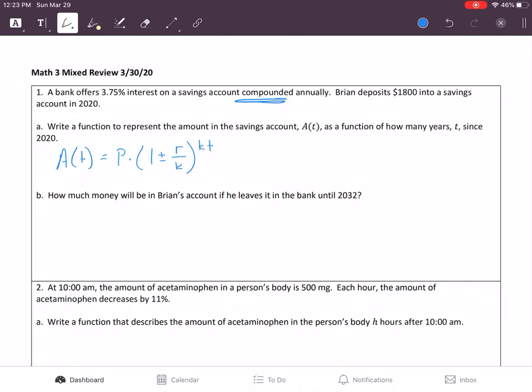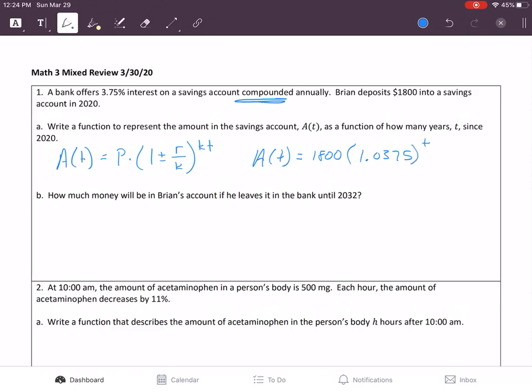Now I've got to fill in this stuff based on the information we're given in the problem. Brian starts off with $1,800. That's his original, his principal. Because we are adding, we're increasing our amount, we're going to add: 1 plus. We're going to change our percentage into a decimal, 0.0375, to the t power.